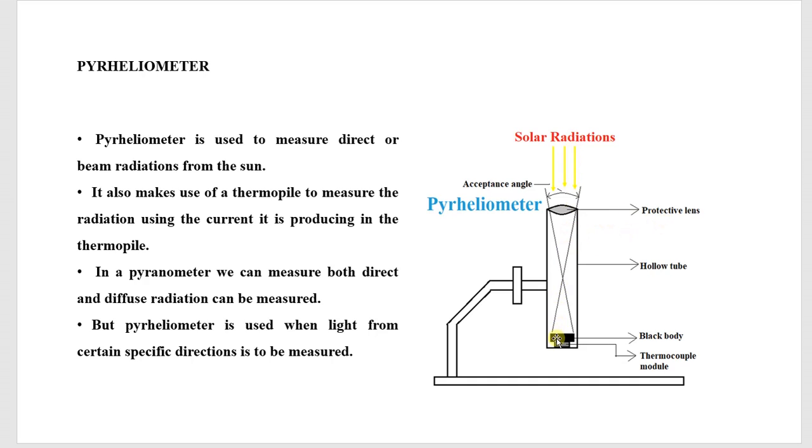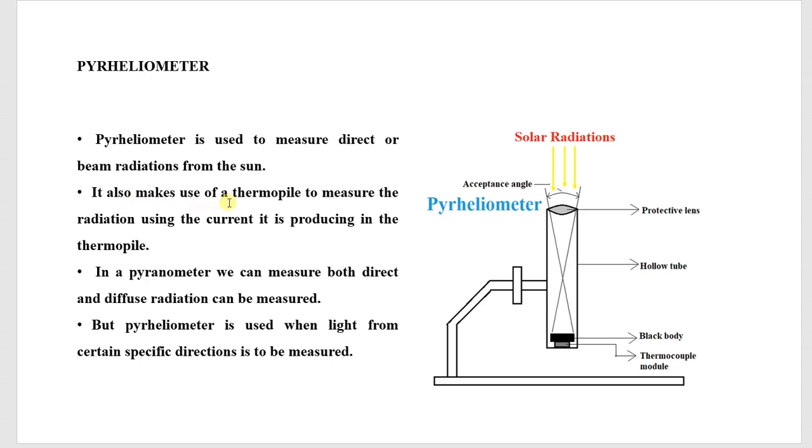Now, when this radiation enters the tube, it falls on the black body, and below the black body there will be a set of thermocouples. When radiation falls on the black body, the temperature of the black body increases. The junction of the thermocouples in contact with the black body also heats up. A current will flow through the thermocouple, and that can be measured. By measuring the current, we get an idea about the intensity of the radiation falling on the black body. So the heliometer is used to measure direct or beam radiation from the sun. That is the difference between the two.